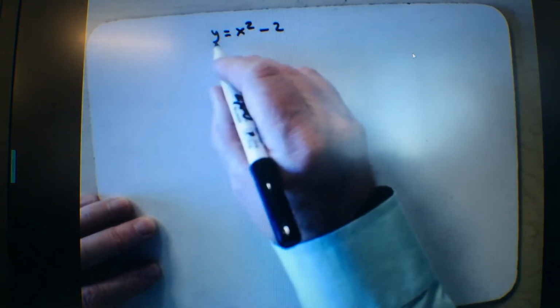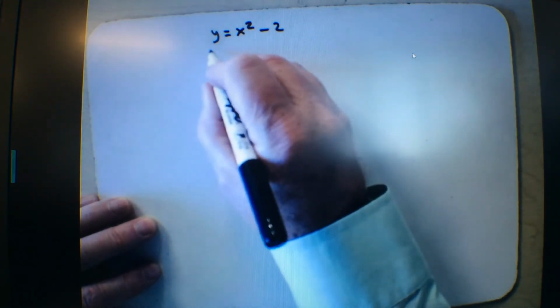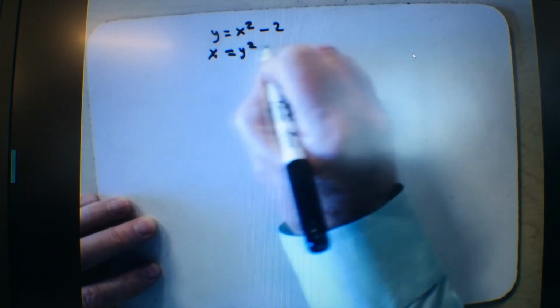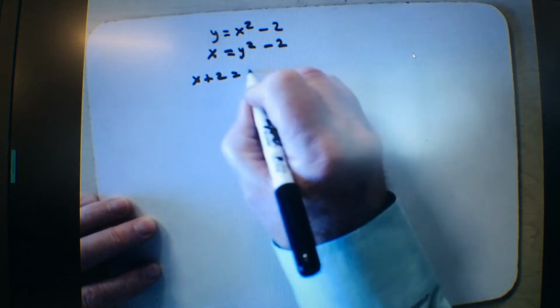Say that again. Y equals x squared minus 2. This is a parabola. All right. Let's say that I want to find the inverse of this. If this is f of x, I replace it with y, which is already done. I switch x and y, right? Yeah. And then I solve for y. So x plus 2 equals y squared.